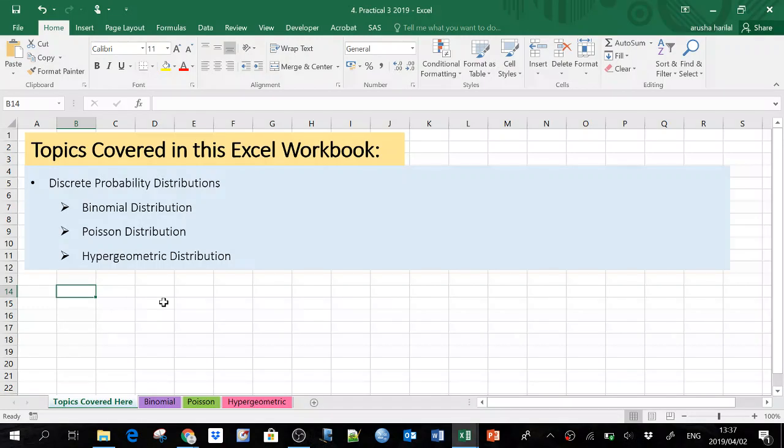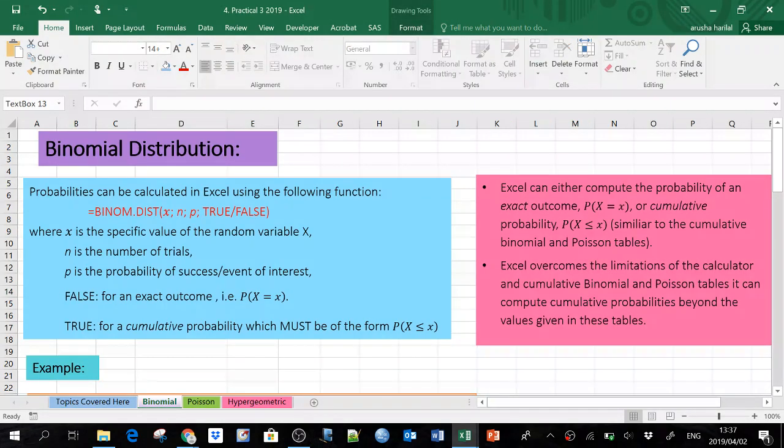Practical 3 of our Excel sessions, we are going to cover the following topics. Firstly, we're going to look at discrete probability distributions, the first one being binomial, Poisson, and geometric. We will split these into 3 different videos so that it is easier for you to work through each one separately.